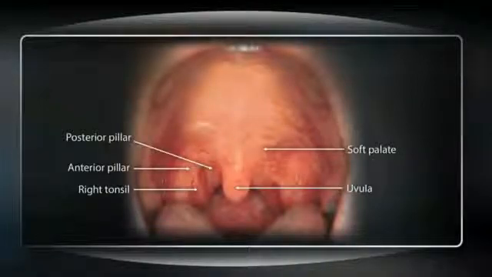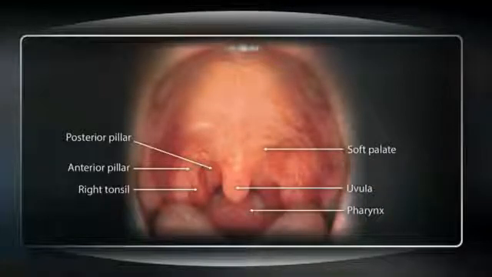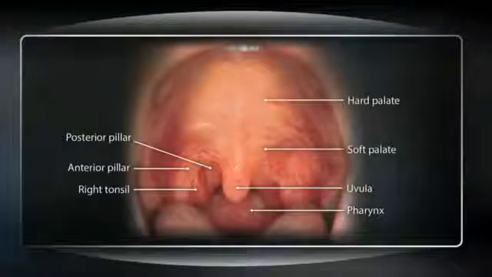In adults, the tonsils are often small or absent. Between the soft palate and tongue, the pharynx is visible. The hard palate forms the roof of the mouth.